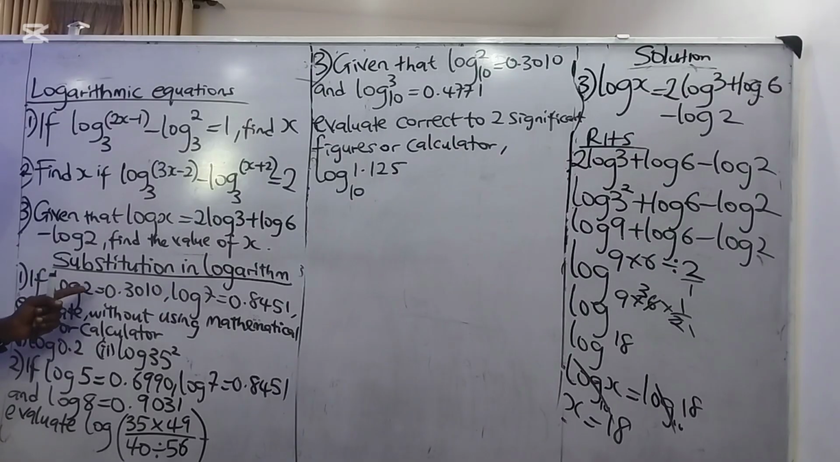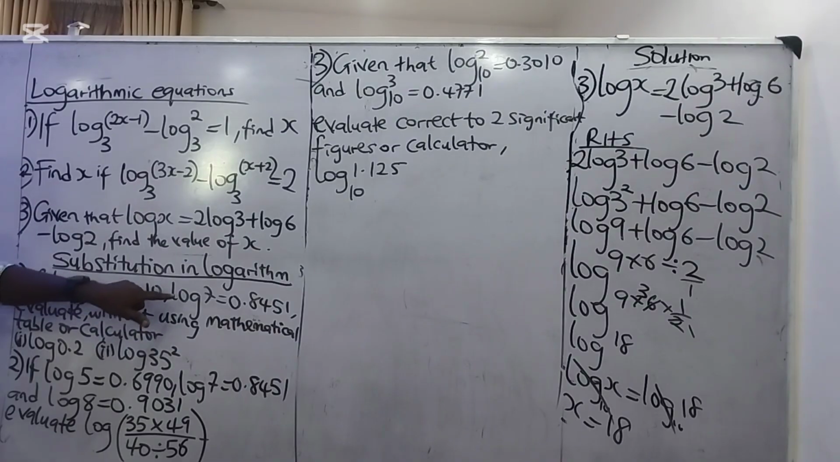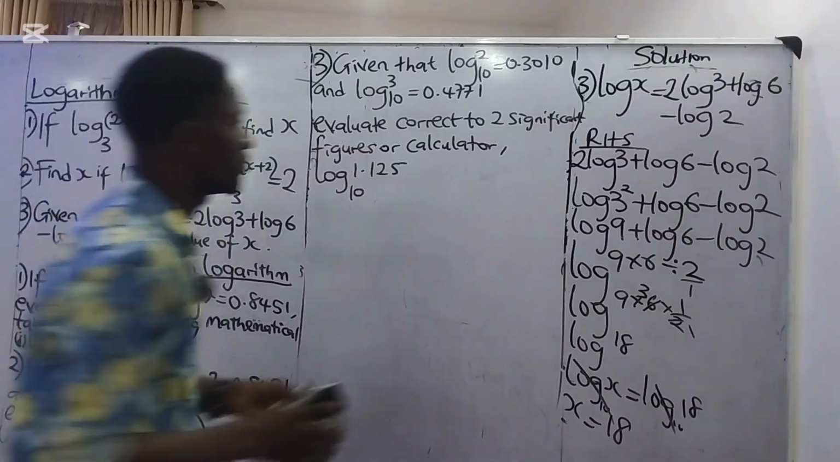Then the second part we are going to talk about is substitution in logarithm. You can see how the question is given. Number 1: if log 2 is equal to 0.3010 and log 7 is equal to 0.8451, evaluate without using a calculator. When you are given this question, you don't need to press your calculator for log 0.2. No. You have to apply the laws of logarithm by substituting. So let us illustrate it here.